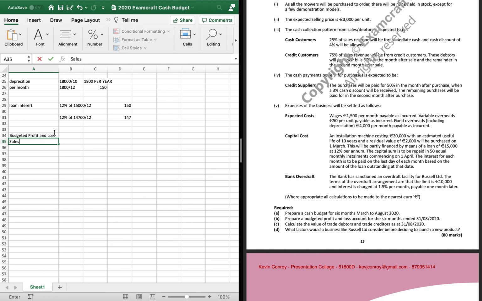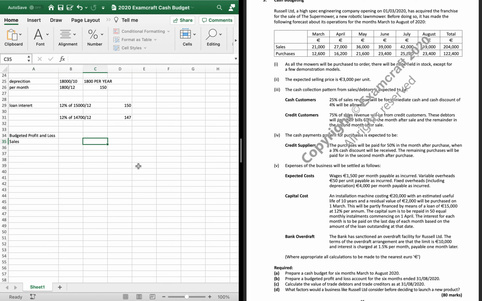So what's our sales, right? So our sales is the total, 204,000. Okay, so our cost of sales then. So we have our purchases, and our purchases 122,400. Then we'll go through our expenses. What we've got: wages, 1,500 a month, by six. That's 9,000.